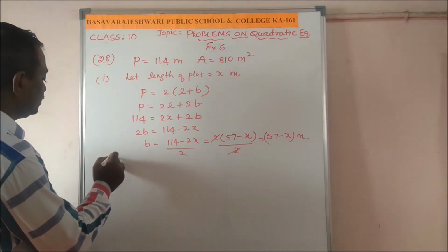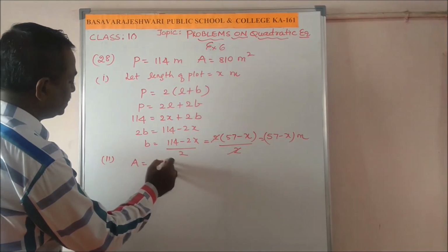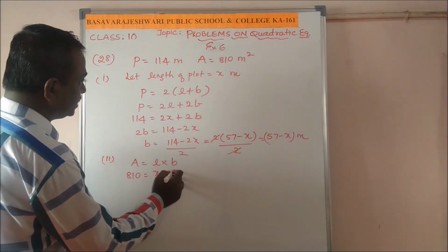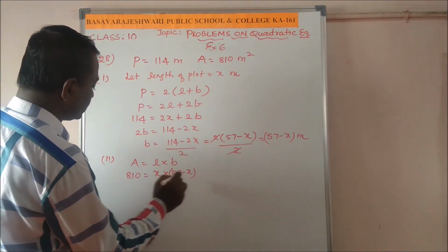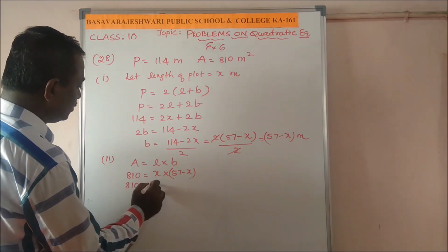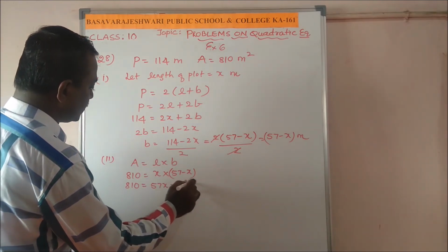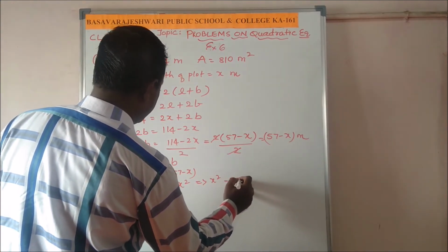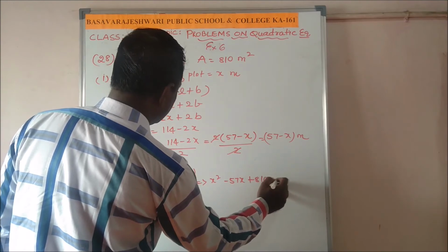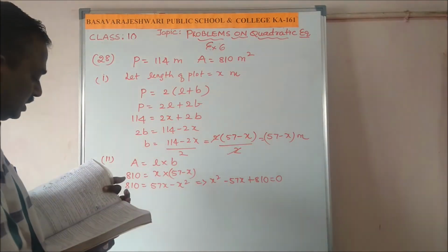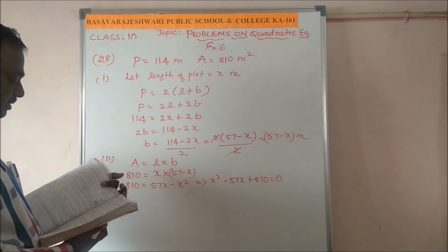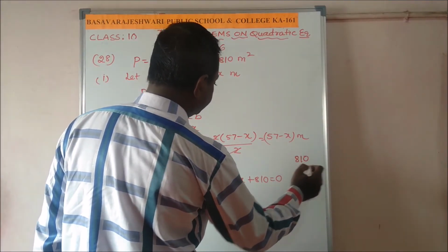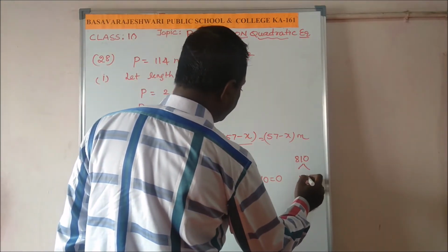Second one. So therefore area is equal to length into breadth. Area means 810 is equal to length x, breadth 57 minus x. So 810 is equal to 57x minus x square. So this implies x square minus 57x plus 810 is equal to 0. Solve the equation and find the length and breadth of the plot. We have to solve this equation. 810 is a big number.